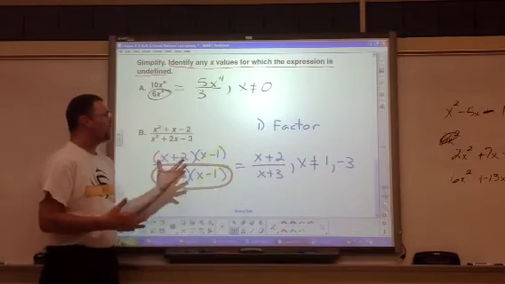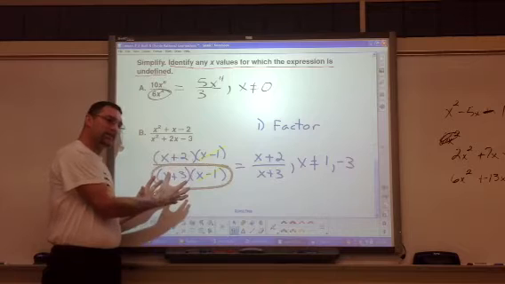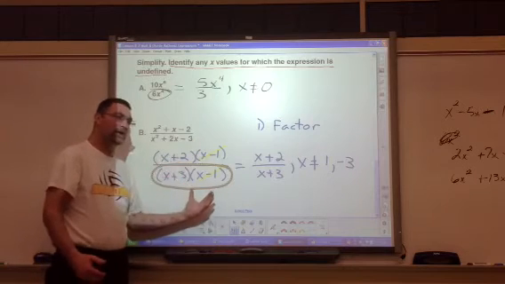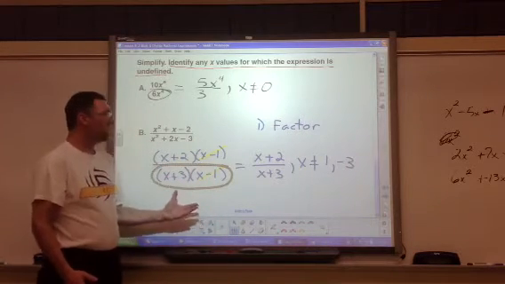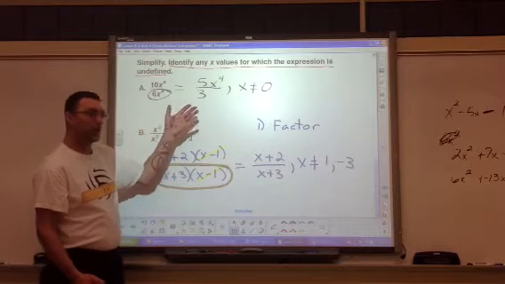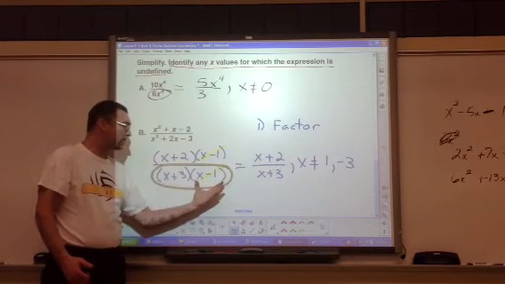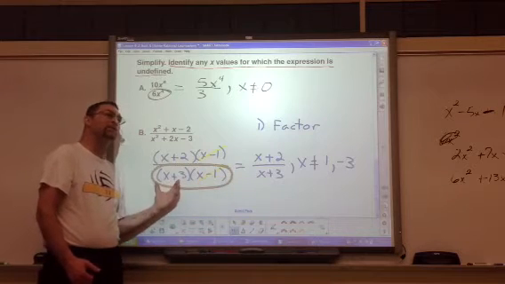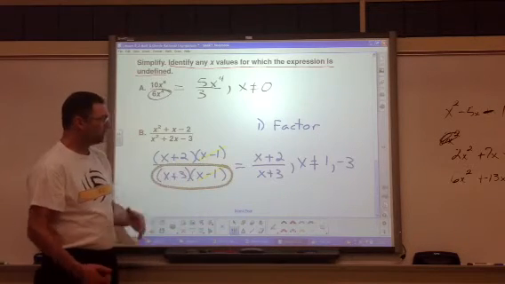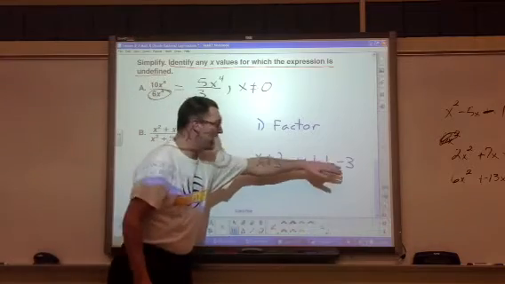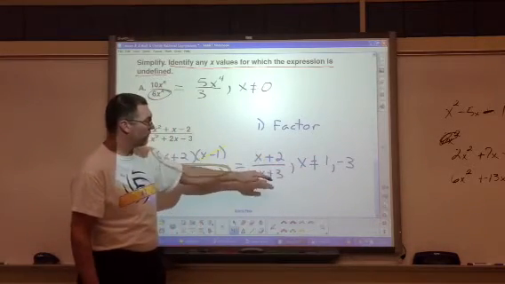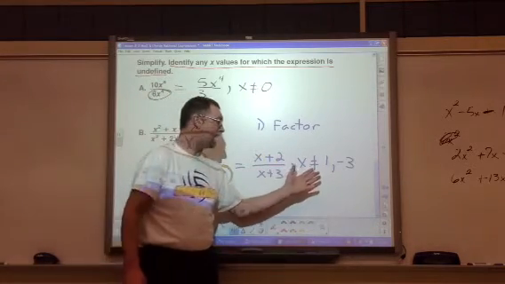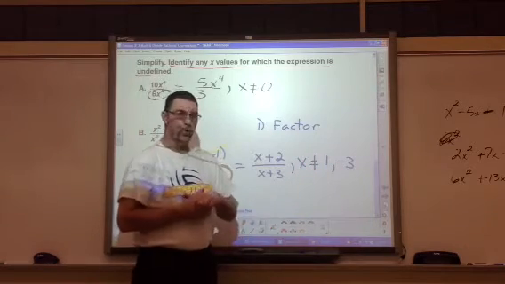So to simplify the expressions, we're going to factor, cancel the like terms or common factors, and then when I tell where it's undefined, I have to go back to the original problem where it's factored before I cancel to be able to simplify it. So this would be my answer here, x plus 2 over x plus 3, and x cannot equal 1 or negative 3.